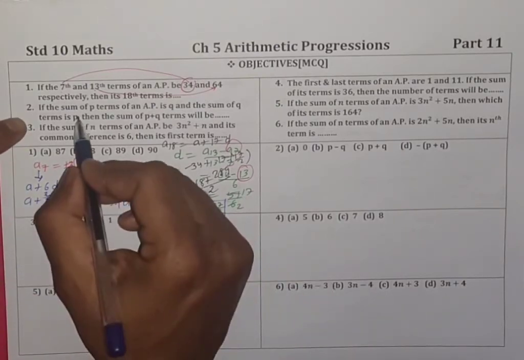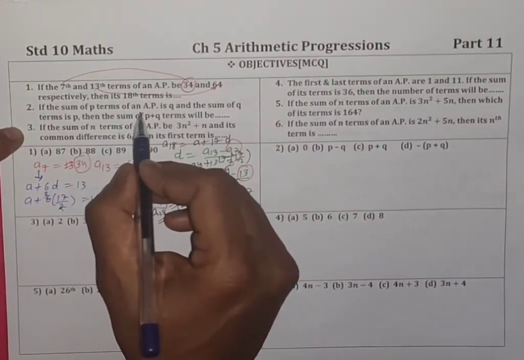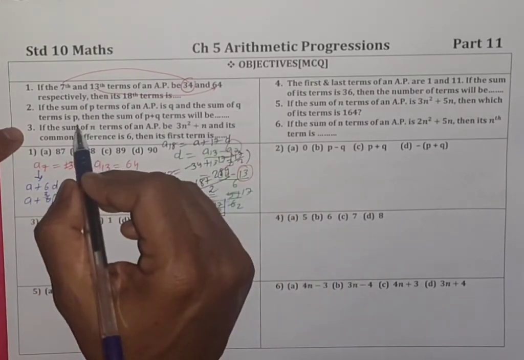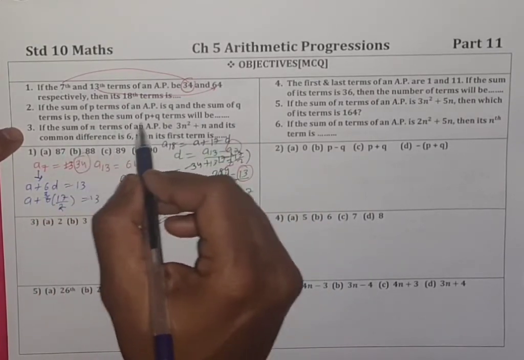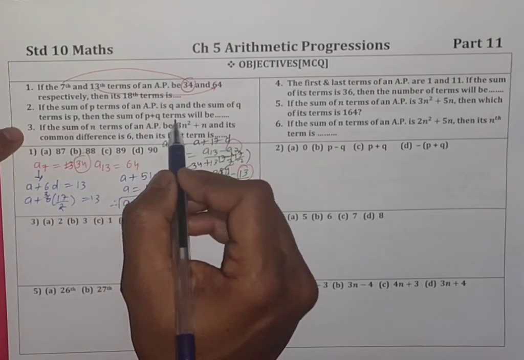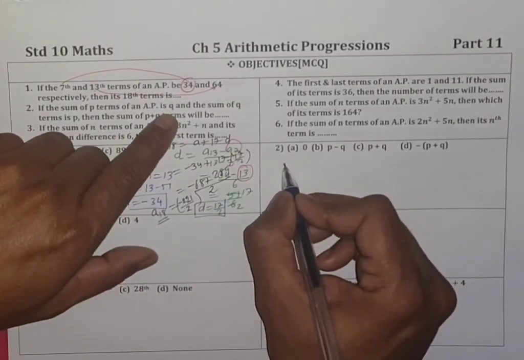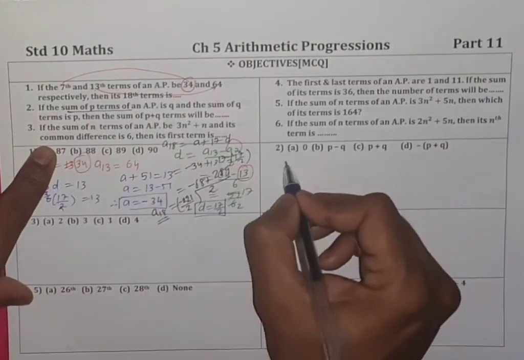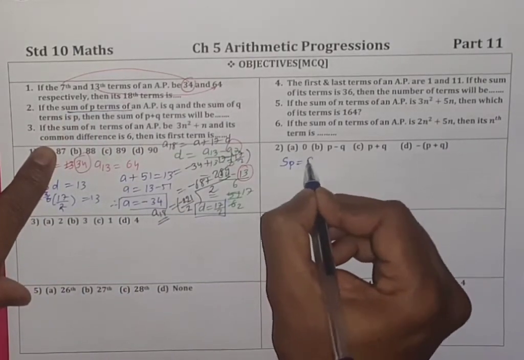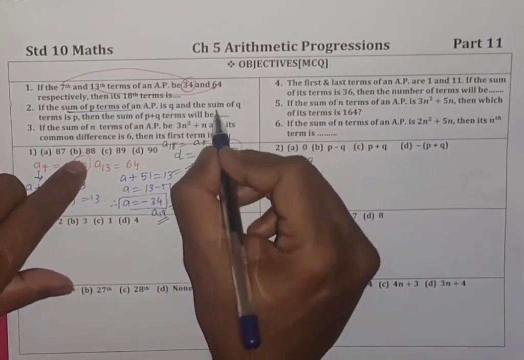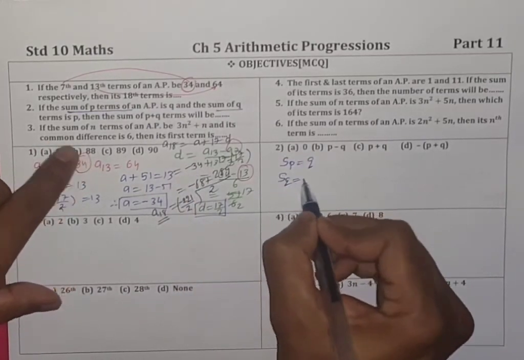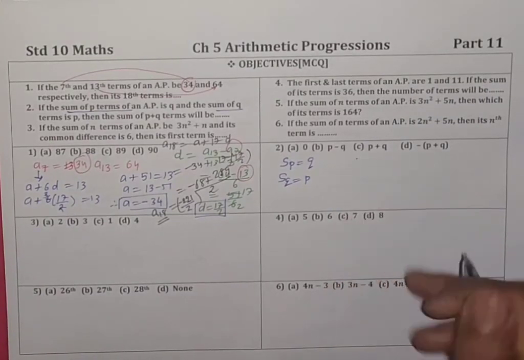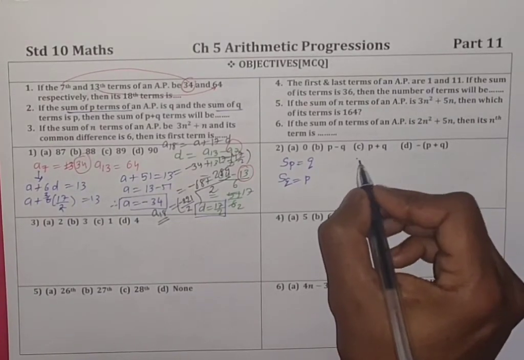Number 2. If the sum of P terms of an AP is Q and the sum of Q terms is P, then the sum of P plus Q terms is dash. Children, sum of P terms, so SP is equal to Q, and sum of Q terms, so SQ is equal to P. Remember, this is a proved result. In fact, I will give you the proof.